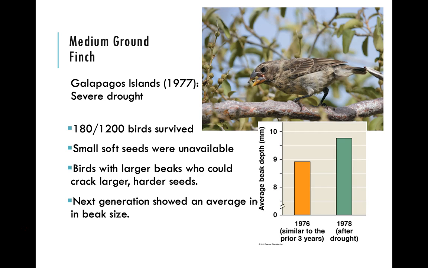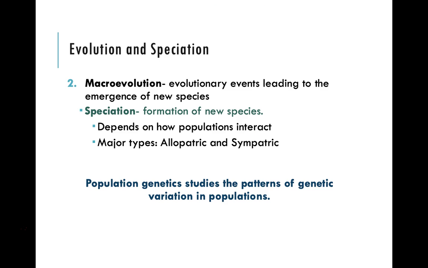So that's our example of microevolution, how a population can change over the course of even just 1 or 2 generations. Our second type of evolution is macroevolution. If you think about what that means, macro means large.